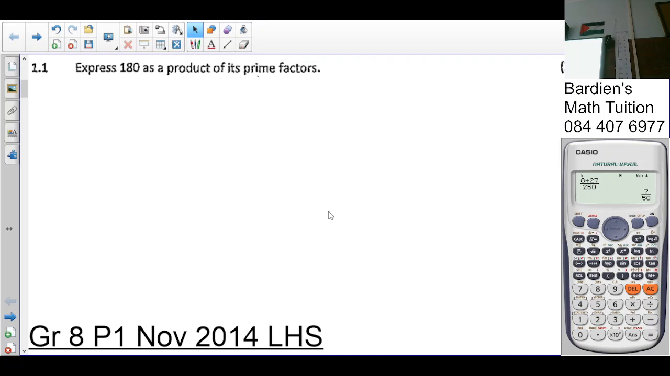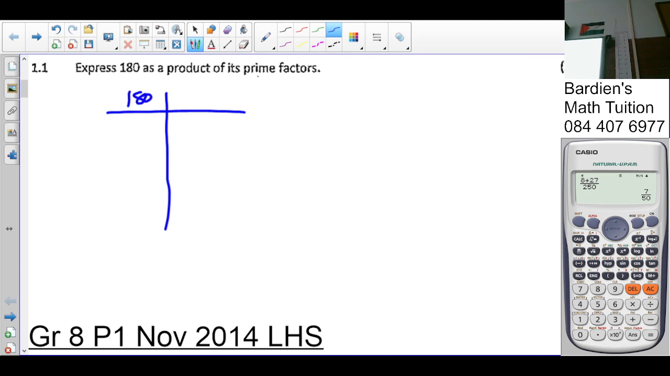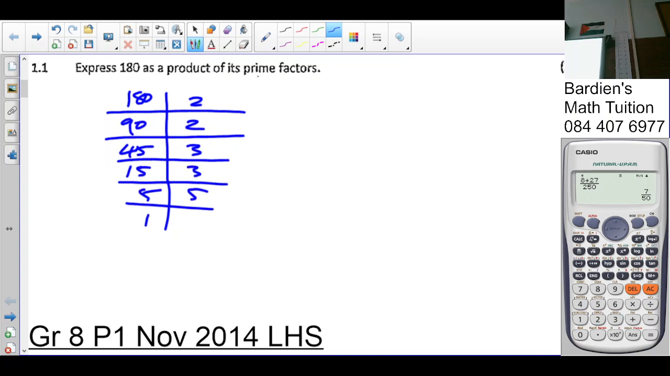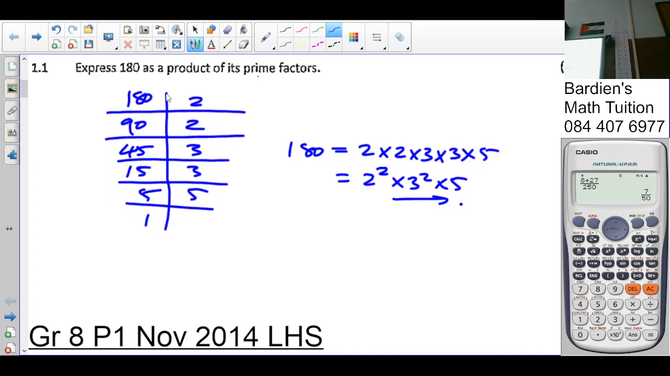Okay, people, 180 as a product of its prime factors. Here we go. So you've got 180. What's the smallest prime number that goes into 180? 2. So 2 goes 90 times. 2 goes 45. 2 can't go, so 3 goes 15. Correct? 3 goes 5 and 5 goes. So 180 can be written as 2 times 2 times 3 times 3 times 5, which is 2 squared times 3 squared times 5. This is the answer that we're looking for, 3 marks.